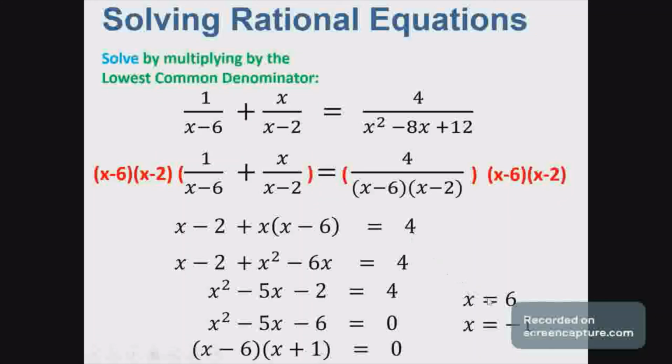Well, definitely, x equals 6. If you put 6 in here or 6 in here, you'll end up with 0. So we cannot have that. That one is therefore extraneous, and x equals negative 1 is our only true solution to this equation.